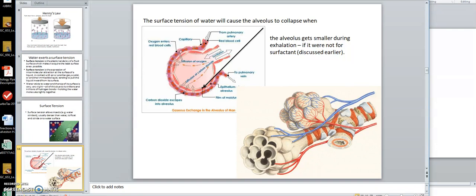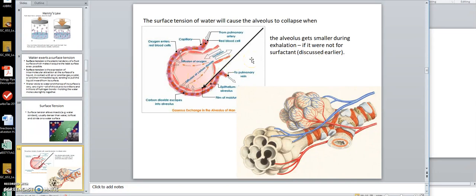This is where this particular aspect comes in, because in the alveoli, you have a lot of water. And so when you inhale, the alveoli get bigger. But when you exhale, the alveoli get smaller. As they get smaller, the water would come close to one another, and the hydrogen bonds would try to collapse the alveolus.